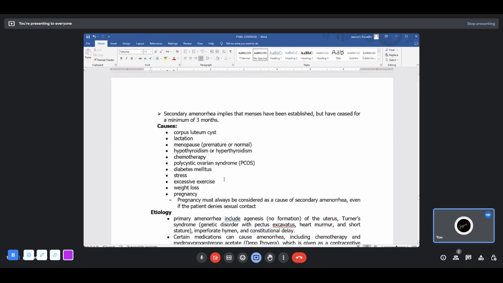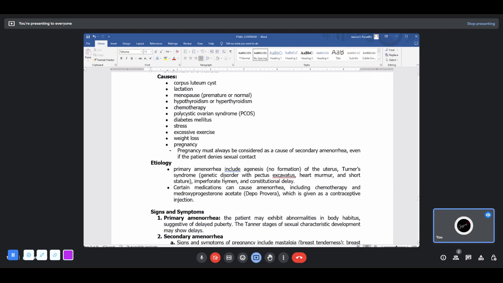Okay, we have the causes also of amenorrhea. Corpus luteum cyst. This is a normal, harmless, fluid-filled mass that forms in the ovaries. And also, bakit nagkakaroon ng amenorrhea? Maybe the cause is lactation. Okay? Yung pagpapadede after ng anak. Okay? Menopause, premature or normal. Hypothyroidism and hyperthyroidism can be a cause or symptom of amenorrhea. Yung mga nagki-chemotherapy, yung may PCOS, di ba, hindi sila nagme-mens.